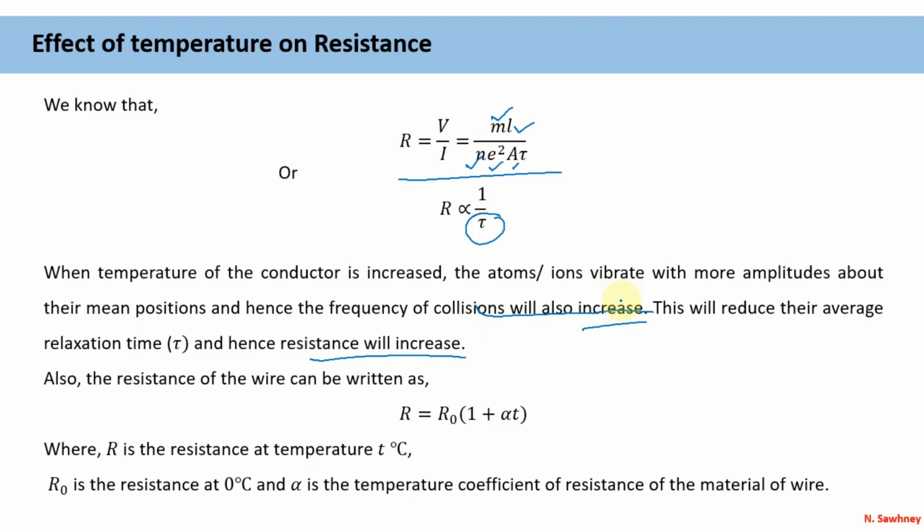Also, we can express the resistance of the wire in terms of temperature coefficient of resistance, that is R = R₀(1 + αT), where R is the resistance at T degree Celsius and R₀ is the resistance at 0 degree Celsius, and α is the temperature coefficient of the resistance of the material of the wire. See, we have discussed that there are various factors on which resistance depends. So, this is the effect of temperature on resistance.